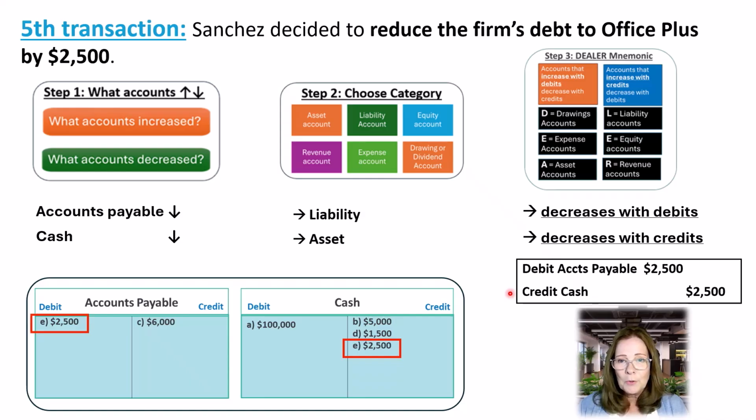And we're ready to write the transaction into the T accounts. We find the accounts payable T account, write the transaction ID E and $2,500 into the debit column of the accounts payable account. And next we find the cash account and write the transaction ID E and the amount of $2,500 into the credit column of the cash T account.